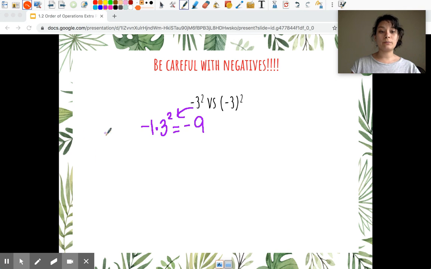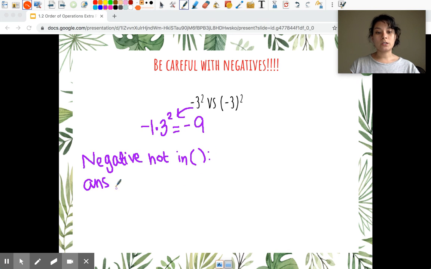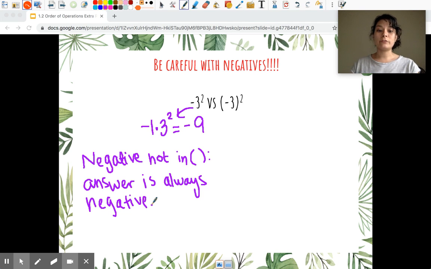So the general rule of thumb here is if you have a negative, but it's not in parentheses, your answer is always negative. Okay, no matter what. So even though I'm squaring it here, and you would think that the 2 negatives are going to cancel, you have to remember the negative is actually not being squared. Only the 3 is being squared.